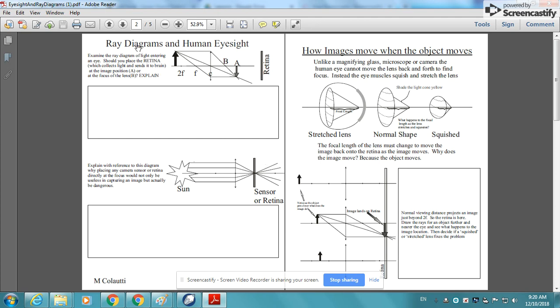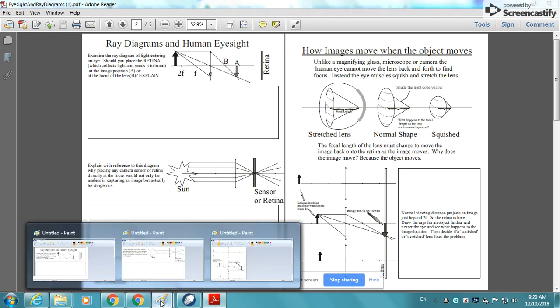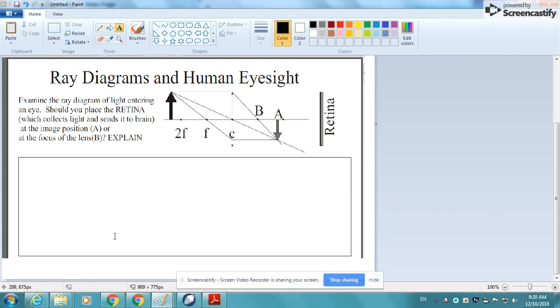So I want to look at two of the conditions required to see an object and where textbooks are frequently wrong. So on these 2 pages, we're going to look at the top one first, which I have down here for us to look at. If we have an object out here, well beyond 2 focal lengths away, and you do the ray diagram, you will see an image is located at A.